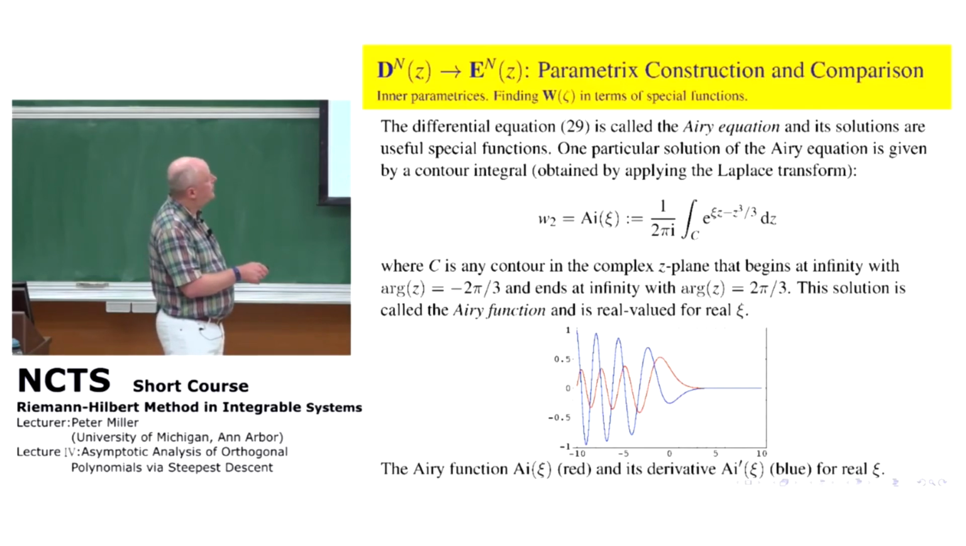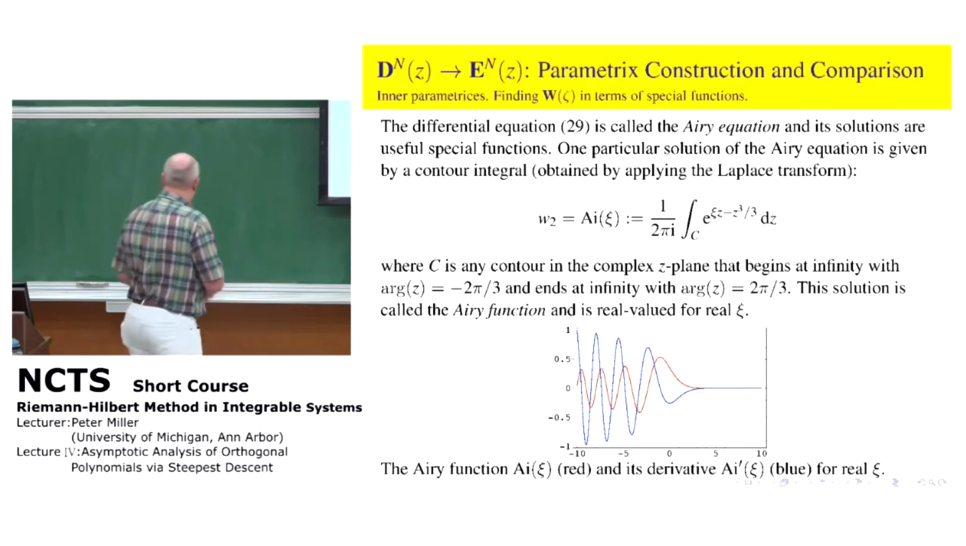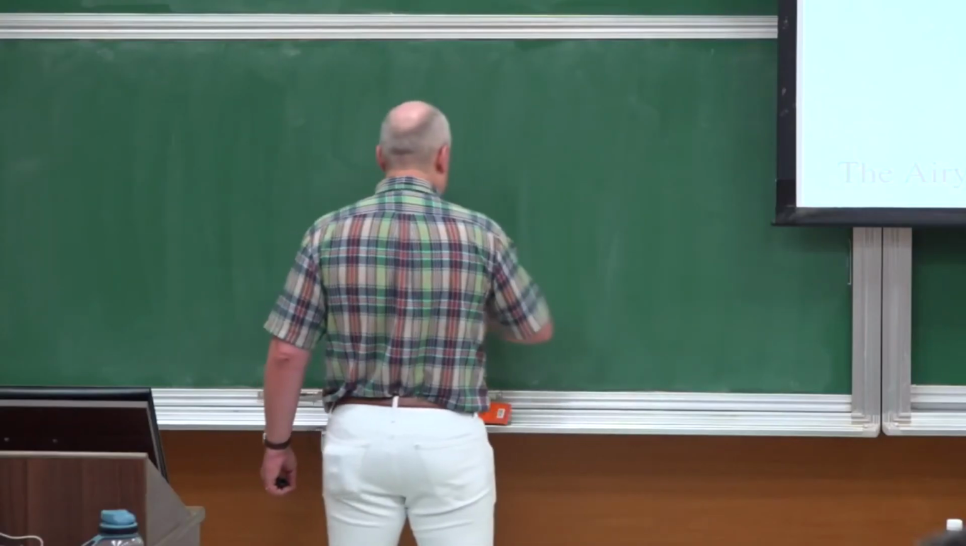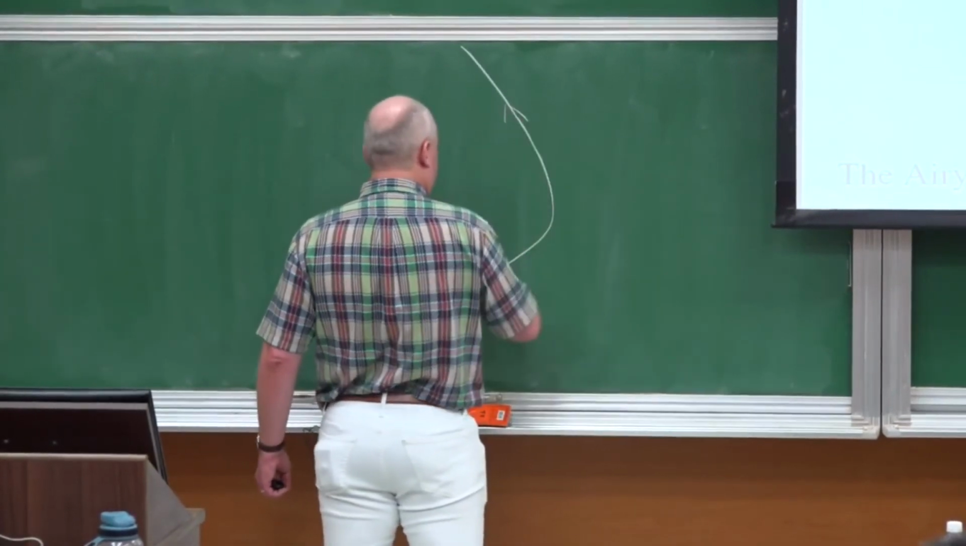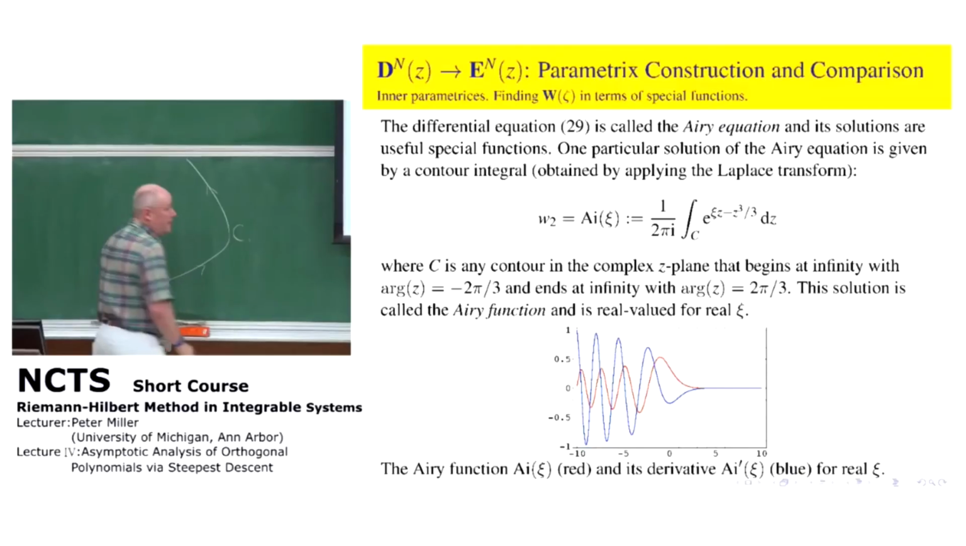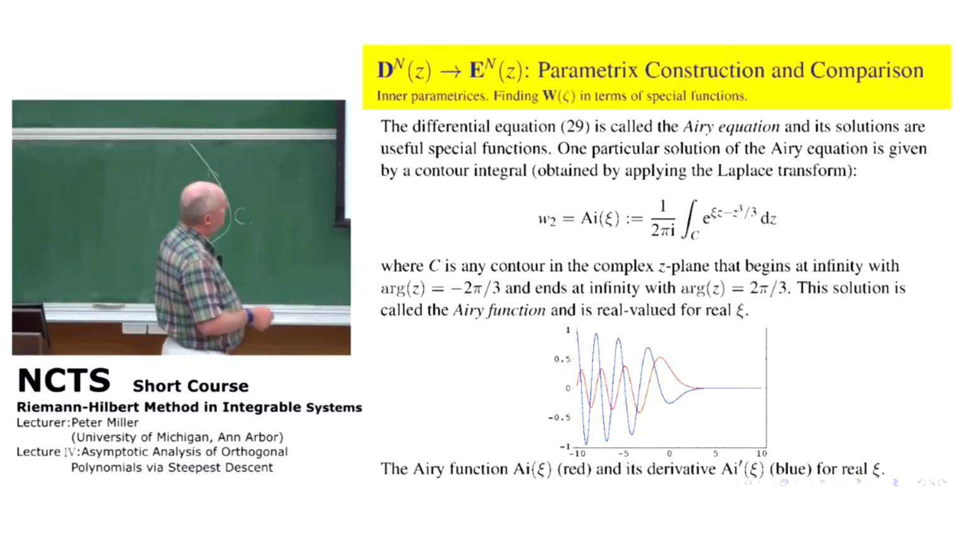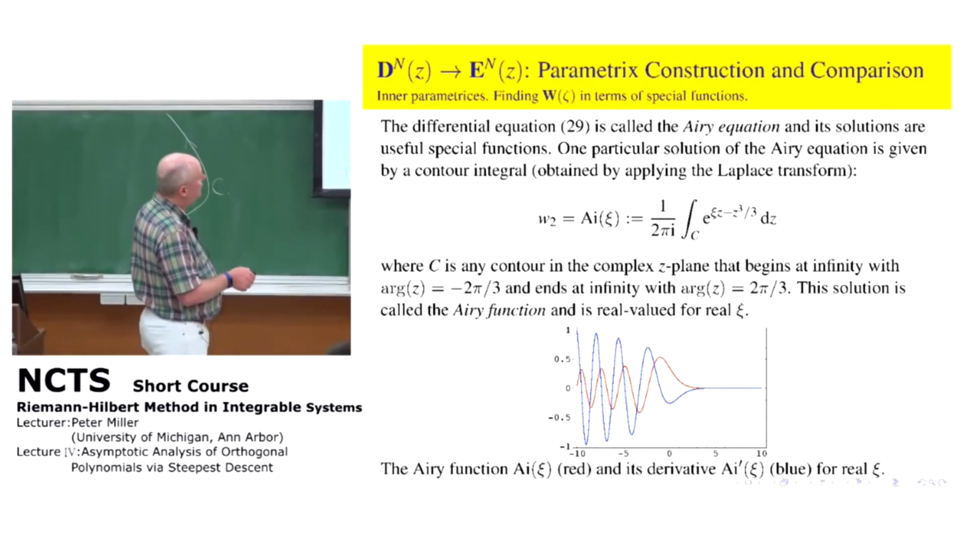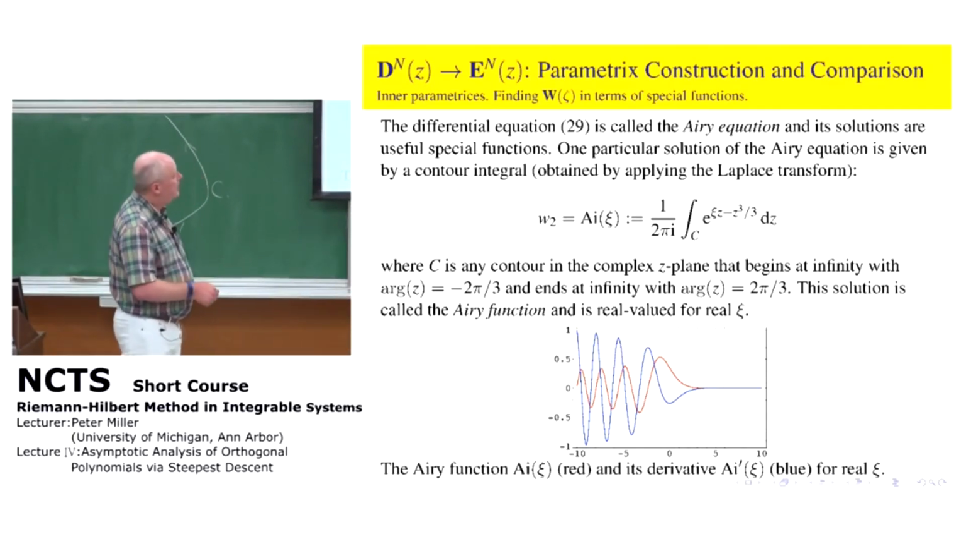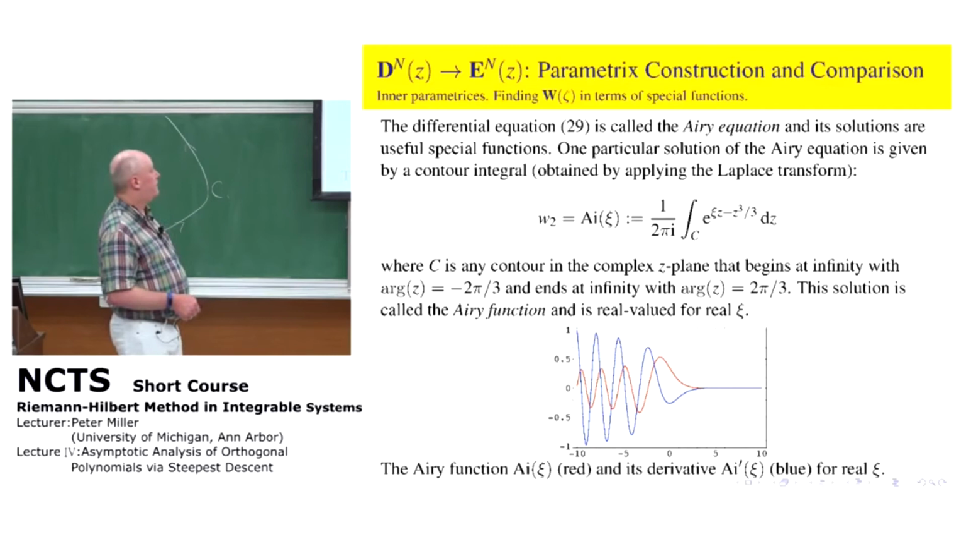And the C contour is any contour in the complex plane that starts at infinity with arg z equal to minus 2 pi over 3, and it ends at infinity with arg z equal to 2 pi over 3. So something like this. Okay. So anyway, this is a real valued function of real xi. And here's the red curve is its graph, and the blue one is its derivative. Okay, so that's what the Airy function looks like.